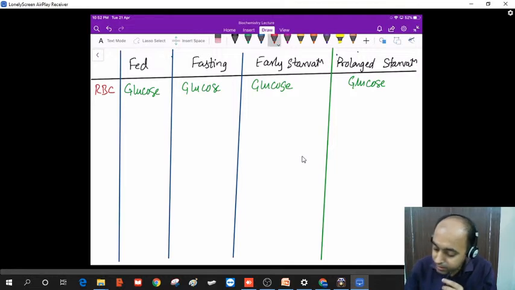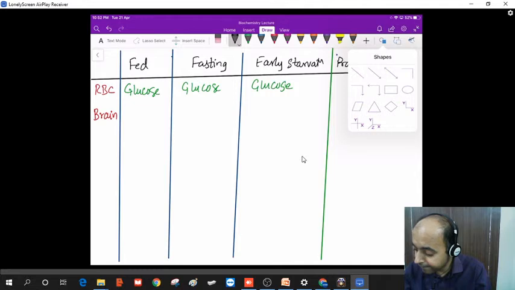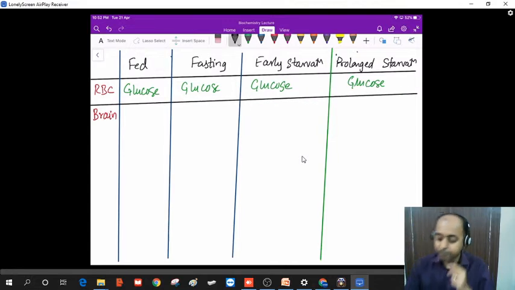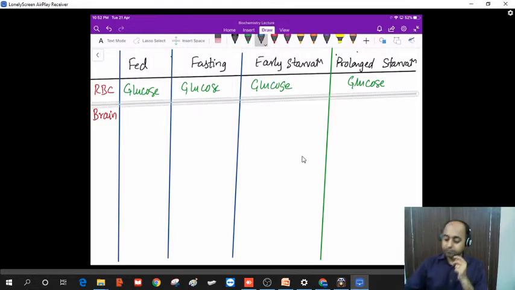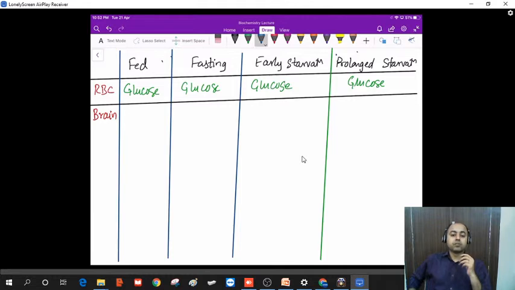The second one is brain. What about brain? Anyone can tell me? For brain, what is the fuel in fed, fasting, early starvation, prolonged starvation?